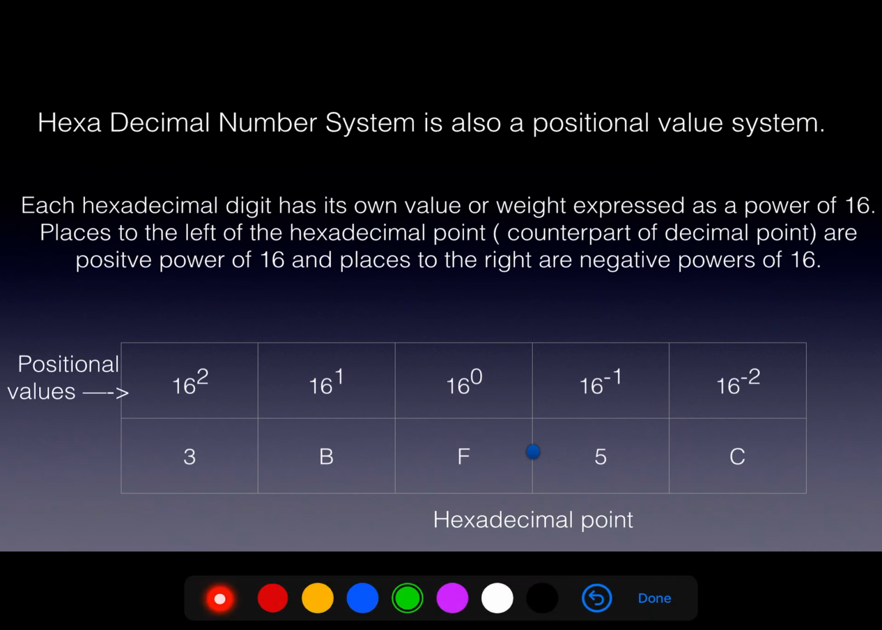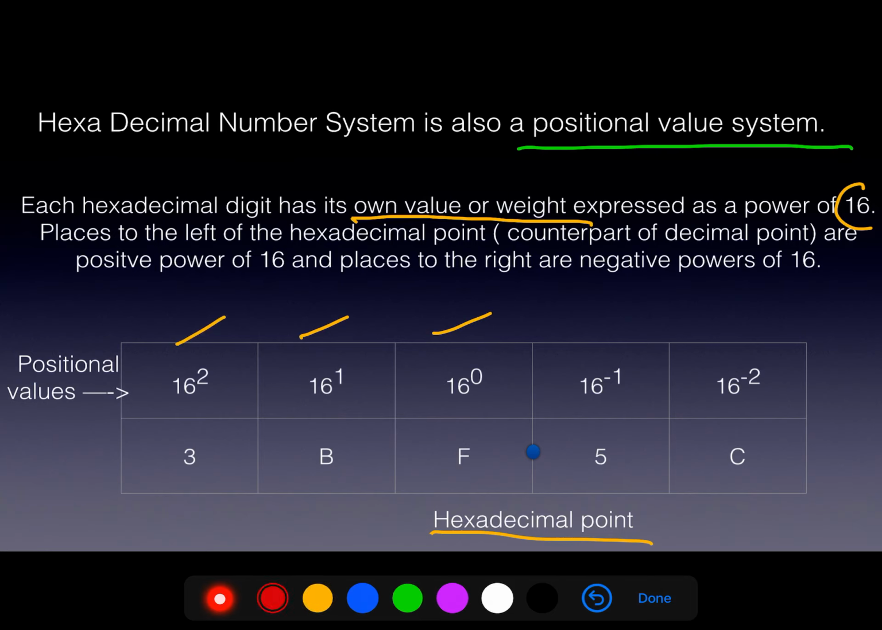The same applies for hexadecimal, so nothing new in it. It is also a positional value system, where each hexadecimal digit has its own value or weight expressed as a power of 16. This you have to keep in your mind. For hexadecimal it is 16, for octal it is 8, for decimal it is 10, and for binary it is 2. Again, left of the hexadecimal point will be positive powers, and right of the hexadecimal point will be negative powers. Quite simple.